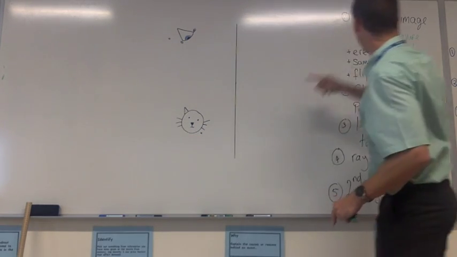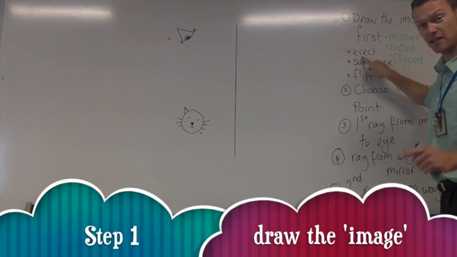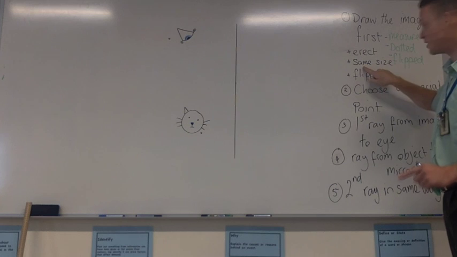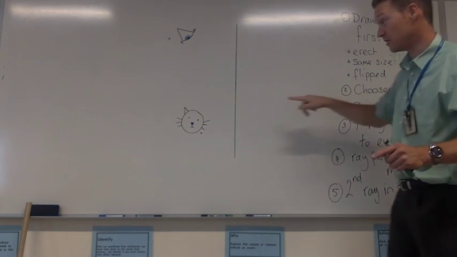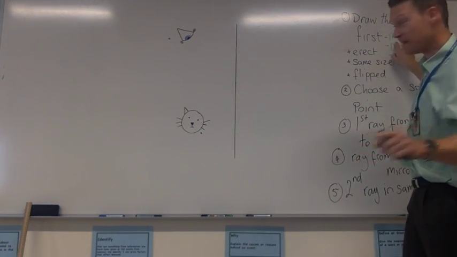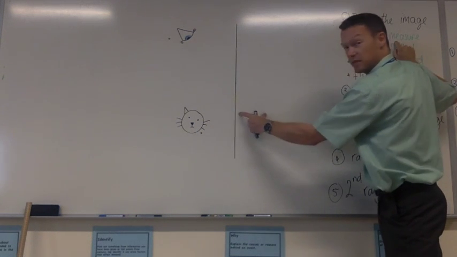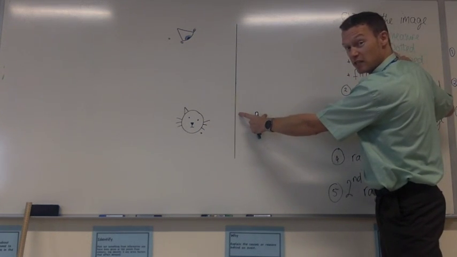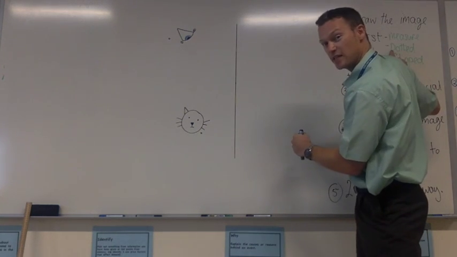Step number one, I've written up here, is draw the image first. It's got to be erect, it's got to be the same size as the original, and it's got to be flipped. So when we draw it, it's going to be flipped in the mirror. It's going to be also the same distance from here to here. So that distance there should be the same distance as that distance. We're going to draw it as a dotted line. They're dotted. And obviously it says flipped as well.